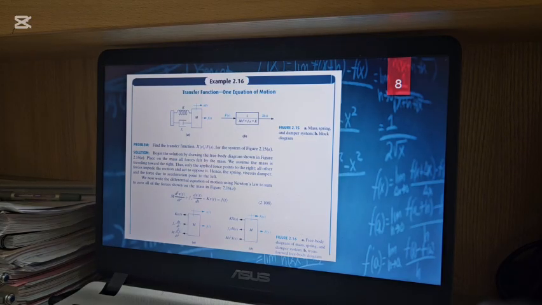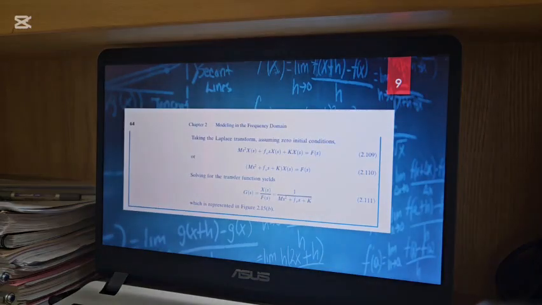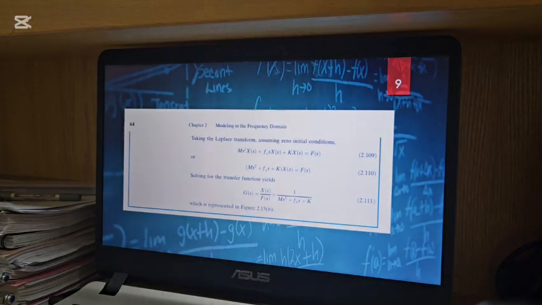We have A and B. A is a free body diagram of the mass, spring and damper system. B is the transformed free body diagram. And also, if we continue, we will take the Laplace transform of this equation.